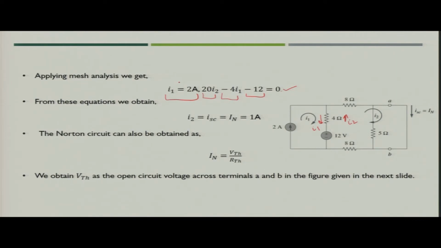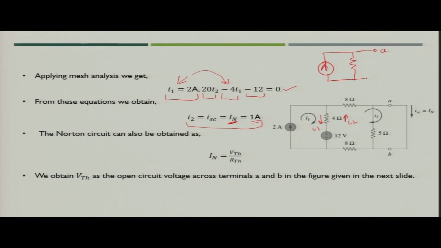Now, you know the value of I1. You simply put the value of I1 here and you will get the current I2, that is nothing but the short circuit current, because I2 is nothing but the short circuit current here. This is also the Norton's current, and you get the value of Norton's current as 1 ampere. So, what Norton's equivalent will you get? You will get Norton's equivalent as shown in the figure now.